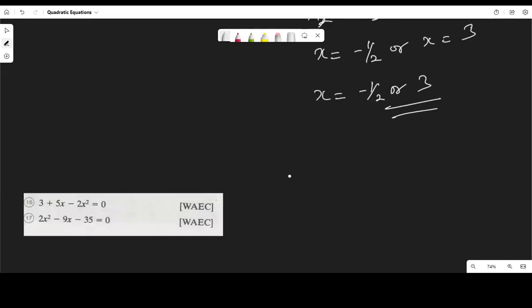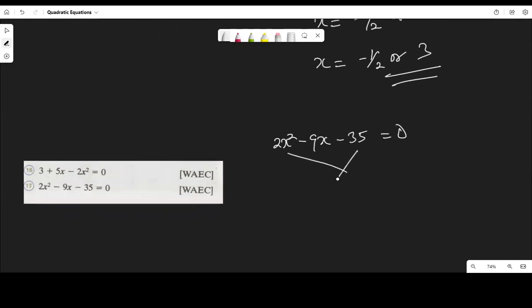In question 17, have 2x squared minus 9x minus 35 equal to 0. If we multiply this by this, that will give 70x squared. Two factors of 70x squared that can add up to this. Like I said earlier, when the number is big like this, it's not good to crack our brain. Let's split up the factors of this first term and the factors of this last term. The factors of 2 and 1, and that of 35 is 5 and 7.